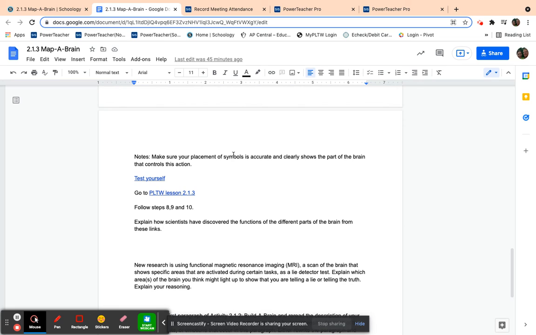You only need to have one per partner pair. So you and your partner can work on that. If you want to both split that up and just do it on 2 pieces of printer paper, that's fine. We just need to have that done for Friday when I get back.